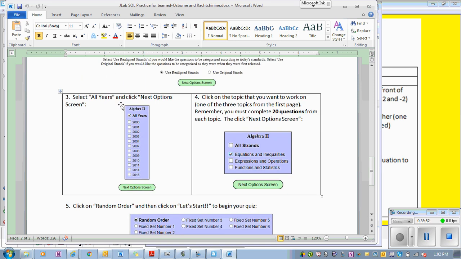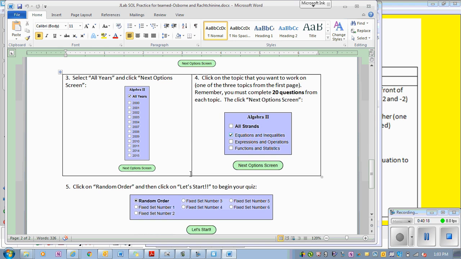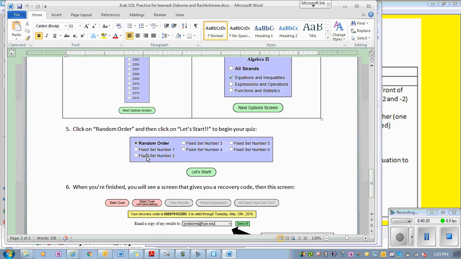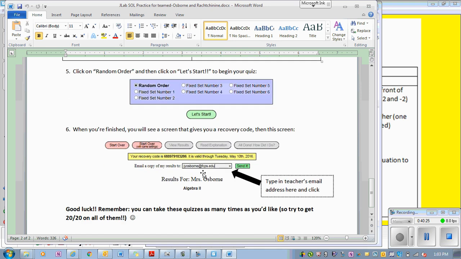All right, and then when you click on the next option screen, you're gonna see this. Click all years. And then on the next one, click on the topic that you're gonna be working on. Which quiz are you doing? Are you doing the equations? Then click on that one. Okay, when you get a grade that you are satisfied with on that one, then when you go back, you're gonna click on the next one and so forth, right? Click on next options. And then you want to click on random order, and then let's start.